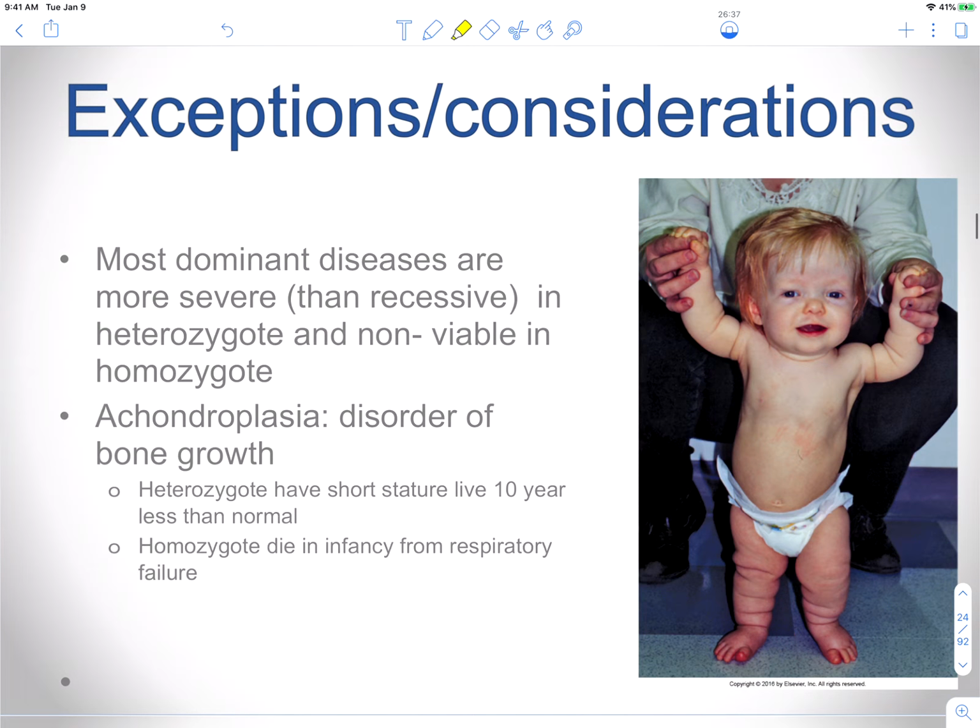All right, so there are going to be some exceptions. Most dominant diseases are going to be more severe than recessive in the heterozygote and non-viable in the homozygote. So if it's autosomal dominant, more than likely an individual is a heterozygote because a homozygote would not survive. Achondroplasia is a disorder of bone growth. The heterozygotes are going to have short stature and live about 10 years less than normal. The homozygote is going to die in infancy from respiratory failure.